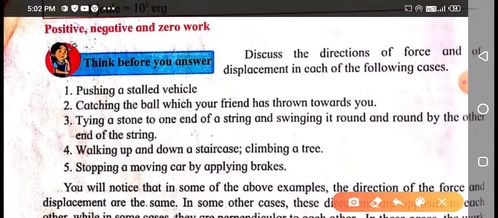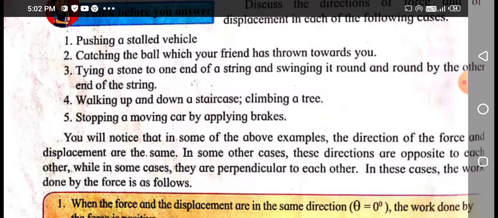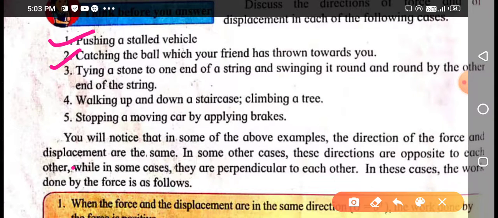Now discuss the direction, think before you answer. Discuss the direction of the force and displacement in each of the following cases. Some examples are given here. We are just reading. Pushing a stalled vehicle, that is, pushing a vehicle that has broken down. Catching the ball which your friend has thrown towards you.